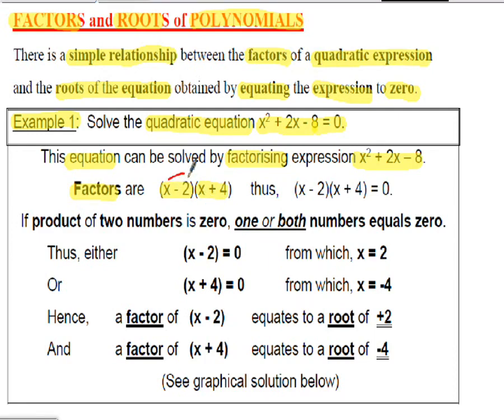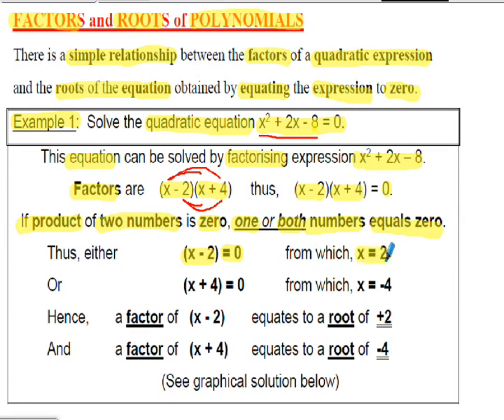If we were to expand this back using our binomial expansion technique, we would end up with the original expression given here. So now we can equate these two factors, x minus 2 and x plus 4, to 0. Now, if the product of two numbers is 0, then one or both of the numbers must equal 0.